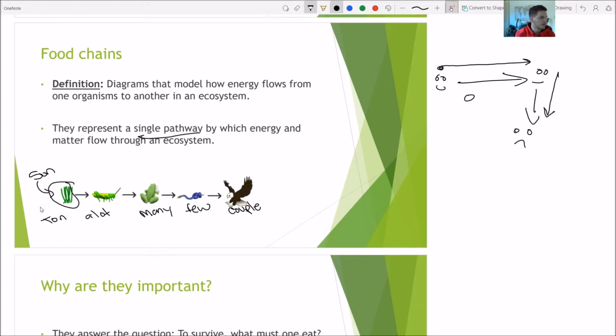And the reason for that is each eagle has to eat a few snakes to stay alive. Each snake has to eat a few frogs. Each frog has to eat a few grasshoppers, and each grasshopper has to eat more than one piece of grass. So we're getting to larger and larger amounts as we go down this food chain. But they're showing us that energy starts here and is working its way up.